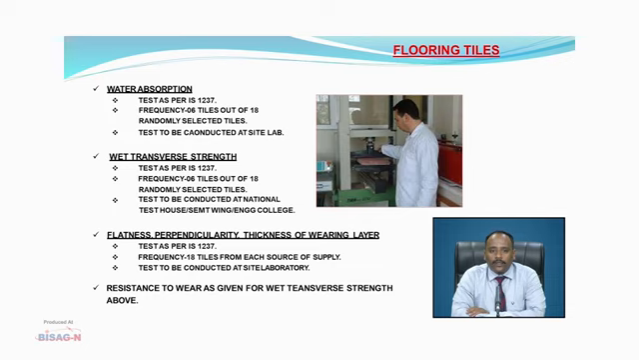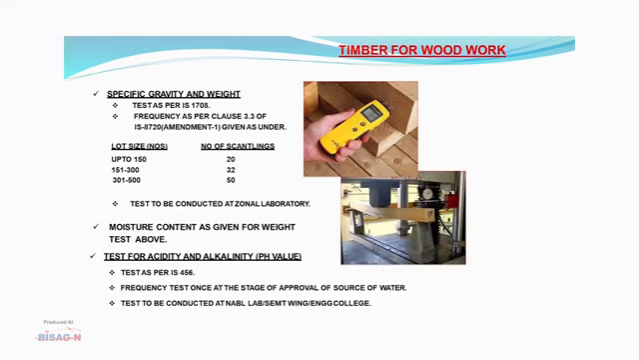In addition to the water absorption test, the wet transverse strength test of the flooring tiles also has to be carried out as per IS 1237. The frequency of samples will be 6 tiles out of 18 randomly selected tiles. This test can be carried out at the National Test House, SEMT wing CME Pune, or any of the labs as prescribed in the contract agreement. In addition to these two tests, the flatness, perpendicularity and thickness of wearing layer have to be checked for the tiles as per IS 1237. The frequency will be 18 tiles from a source of supply, and the same can be tested at the site laboratory.